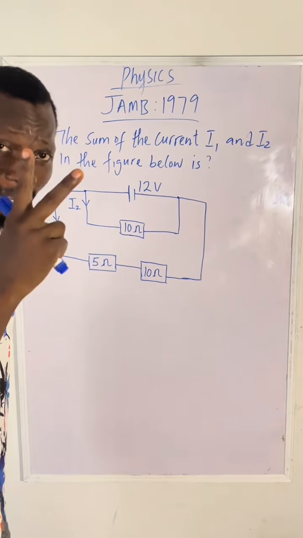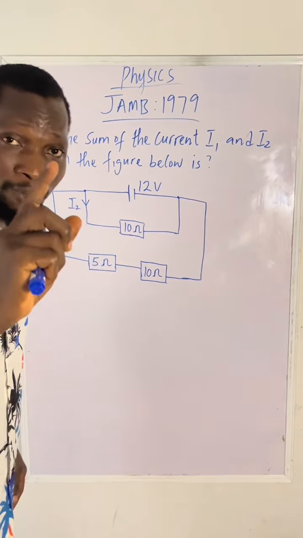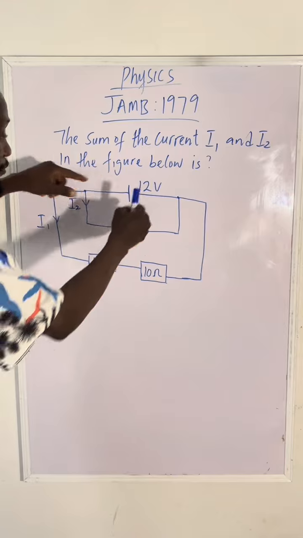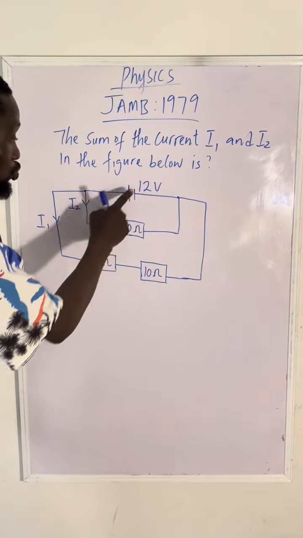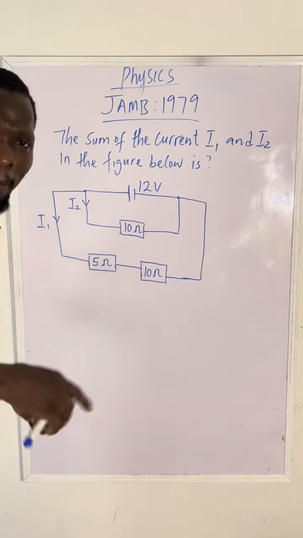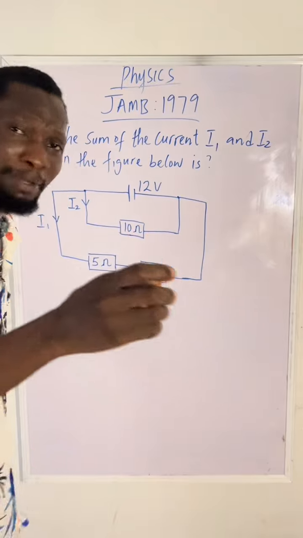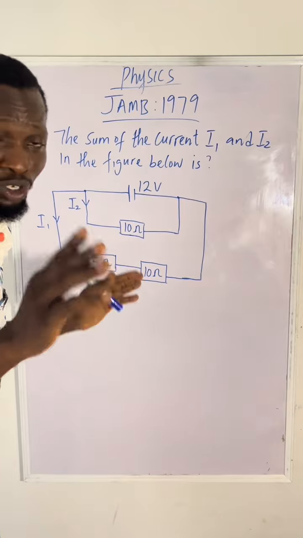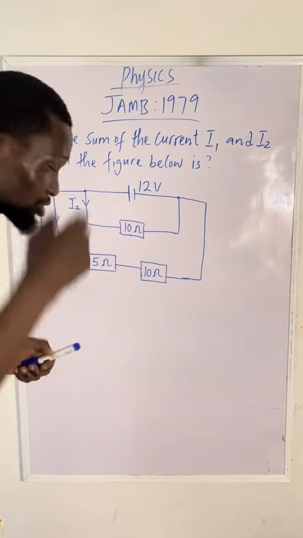When two resistors are in parallel, it means that the voltage across each resistor is the same. So the voltage across this 10 ohms is 12 volts. The voltage across these two resistors also is 12 volts. But for us to understand it better, let me draw another diagram. To solve this problem, we don't need to draw another diagram at all. You just need to understand what we are saying. But let's do another diagram.